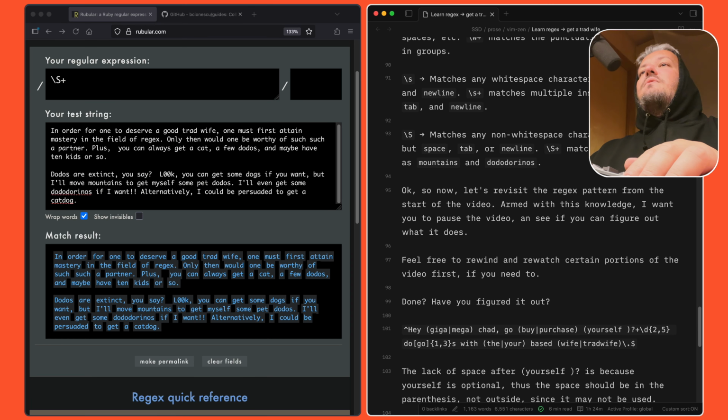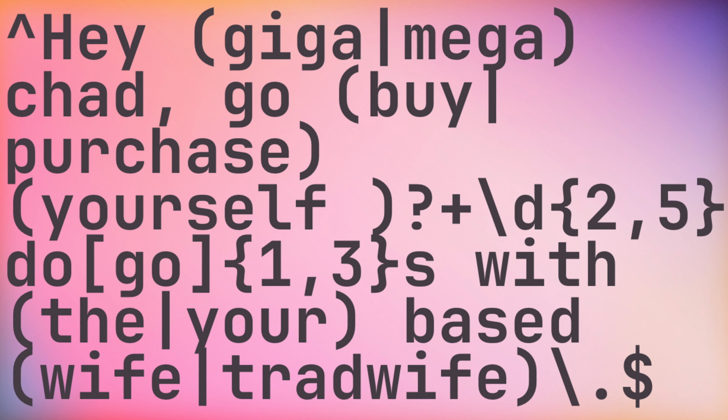Okay, so now let's revisit the regex pattern from the start of the video. Armed with this knowledge, I want you to pause the video and see if you can figure out what it does. Feel free to rewind and rewatch certain portions of the video first, if you need to.